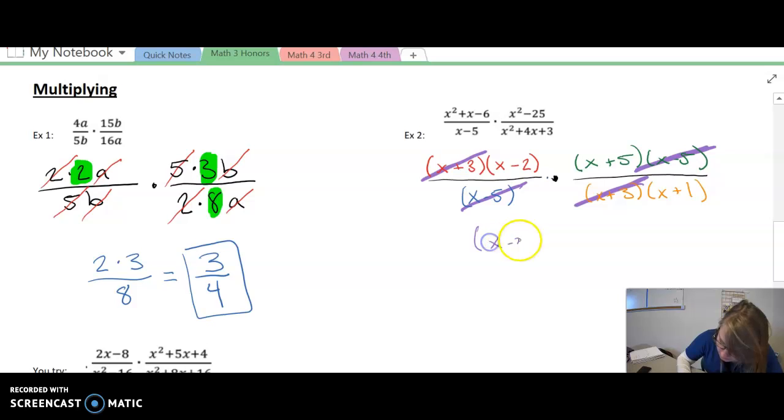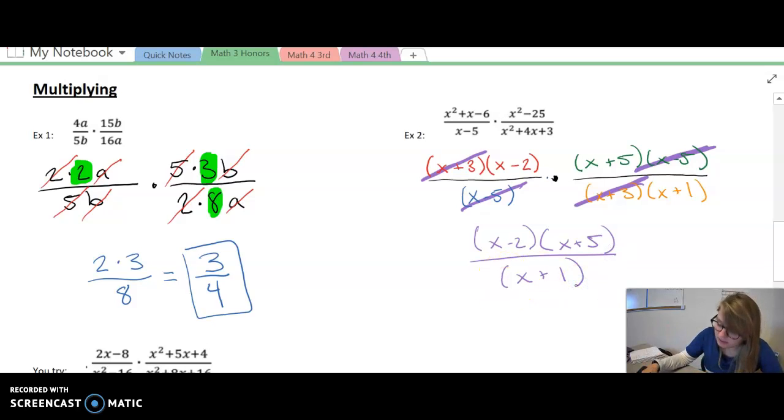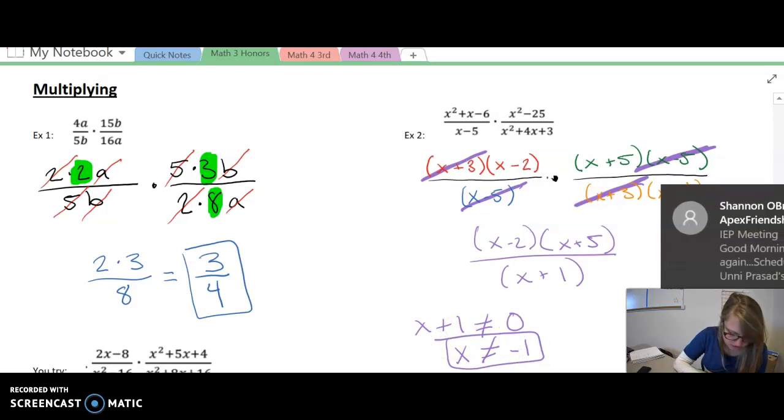So I have x minus 2, x plus 5, and x plus 1. So from here, I would expect you to now find your restriction. Remember, we're going to set our denominator with a variable not equal to 0. So we have x plus 1 not equal to 0. Solving for x, we have x cannot equal -1, and that is our restriction.